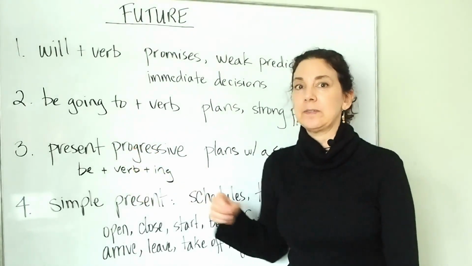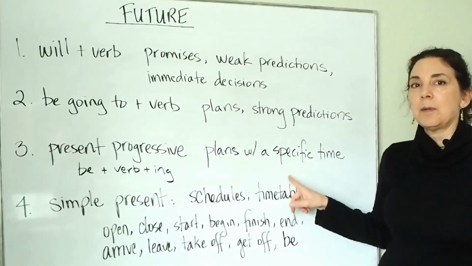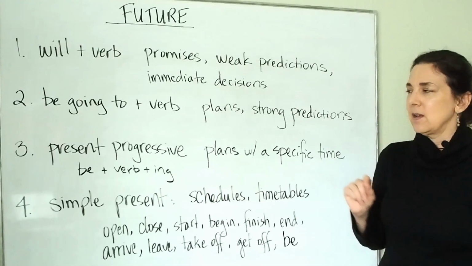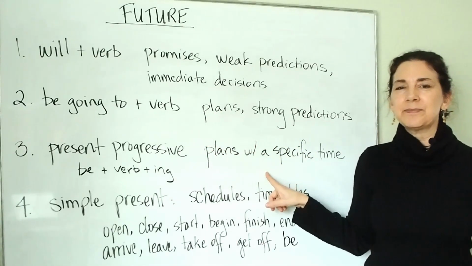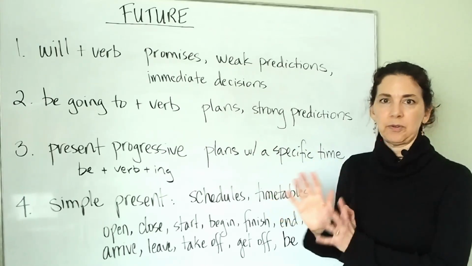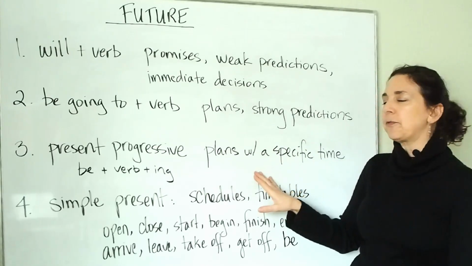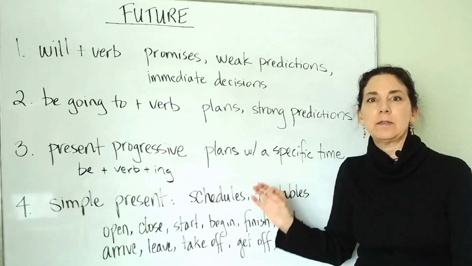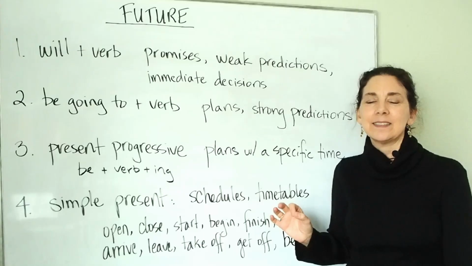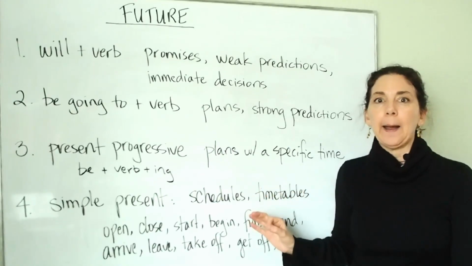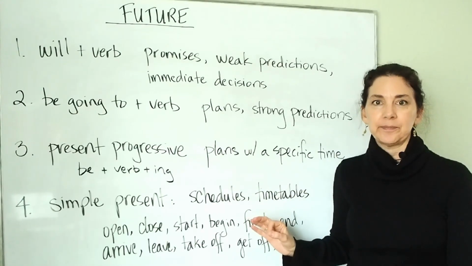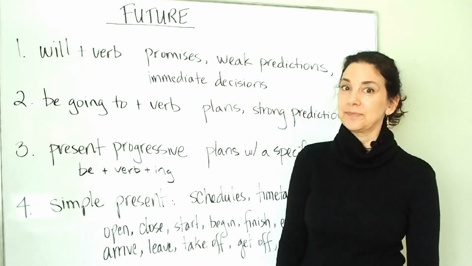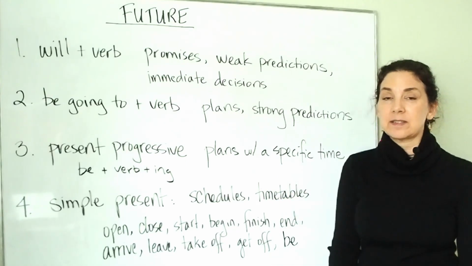Now, present progressive can be used for the future to talk about plans that have a specific time. So what's the difference between these two? Well, sometimes we use both in the same situation, but for this one, we're really thinking about a specific time. Tomorrow afternoon, or tonight, or tomorrow at 8 a.m., or on Saturday. For example, I'm having lunch with Kim on Saturday. I'm going to a party tonight.